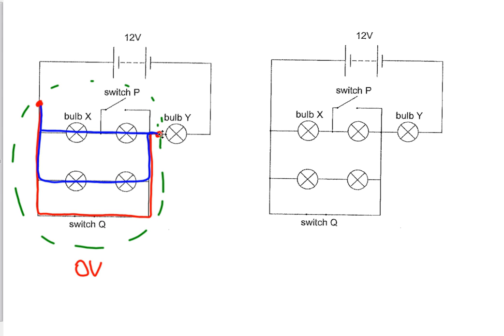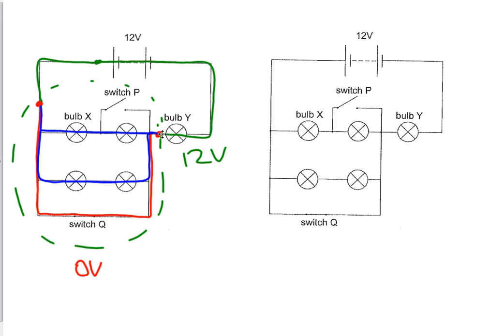What does that mean? Well, it means none of the bulbs are going to light up, and bulb Y therefore is going to get all 12 volts, because remember what I said before, if we start over here, gain 12 volts, we've got to lose 12 volts going around the rest of the circuit back to that point. Well, we can't lose any volts across this complicated bit here because it's a short circuit. So all the 12 volts has got to be lost across this. So as far as I'm concerned, bulb Y is going to be bright. It's getting all the 12 volts. All the rest are going to be off.